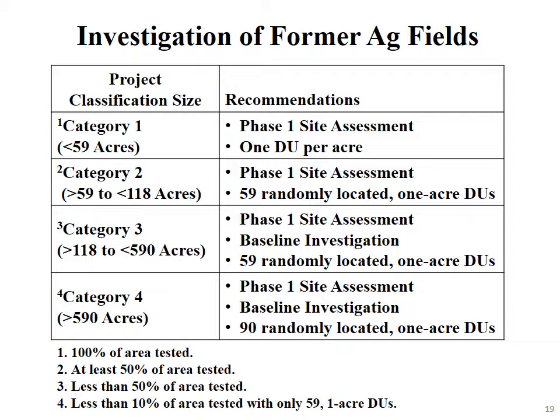And once the field gets to be really large, say 590 acres, now these 59 1 acre DUs are covering less than 10% of the property. So we increase the number of random hypothetical 1 acre DU residential lots for testing up to 90, and also again include a baseline investigation. There's some more details in our guidance. John's going to talk about this a little bit more in the 4th presentation on field implementation.